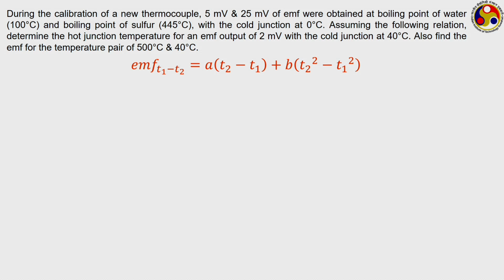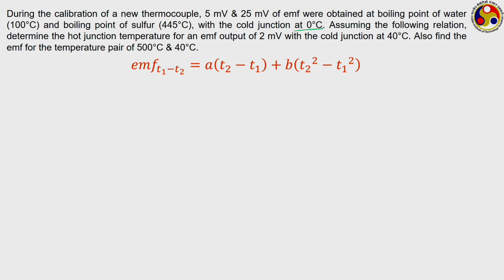During the calibration process, the cold junction is maintained at this particular temperature and the hot junction is taken in contact with two standard temperatures. One is the boiling point of water, which is 100 degree Celsius, and the other is the boiling point of sulfur, which is 445 degree Celsius, and the corresponding EMFs have been measured. So, assuming the following relation, we have to determine the hot junction temperature for an EMF output of 2 millivolt with the cold junction at 40 degree Celsius.